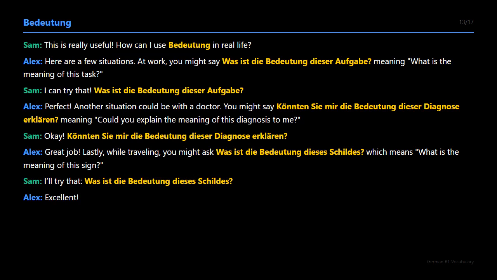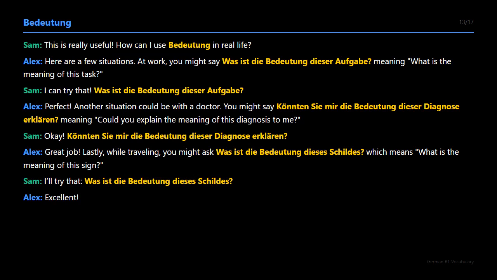Perfect. Another situation could be with a doctor. You might say, Könnten Sie mir die Bedeutung dieser Diagnose erklären? meaning could you explain the meaning of this diagnosis to me? Okay. Könnten Sie mir die Bedeutung dieser Diagnose erklären?